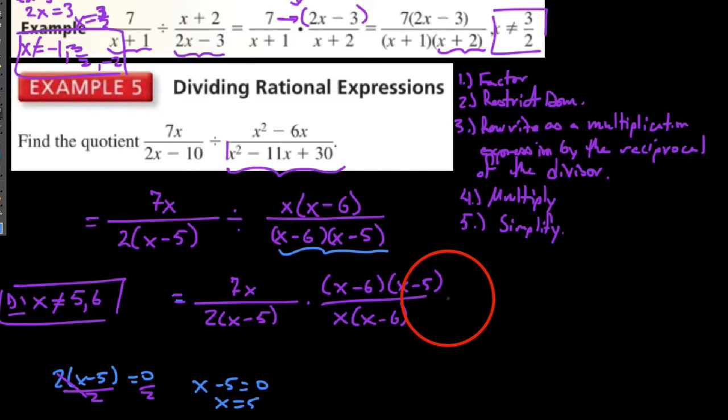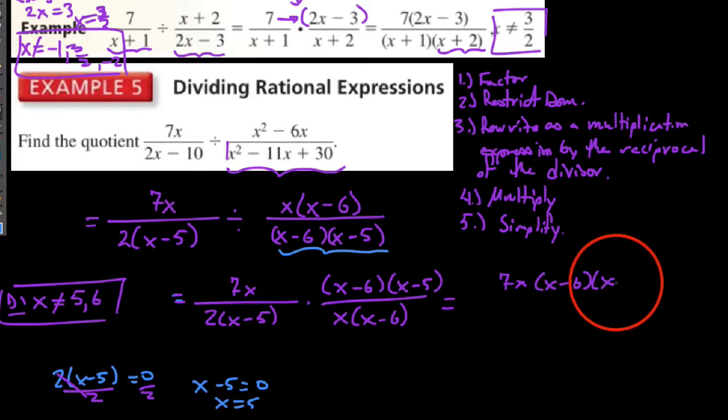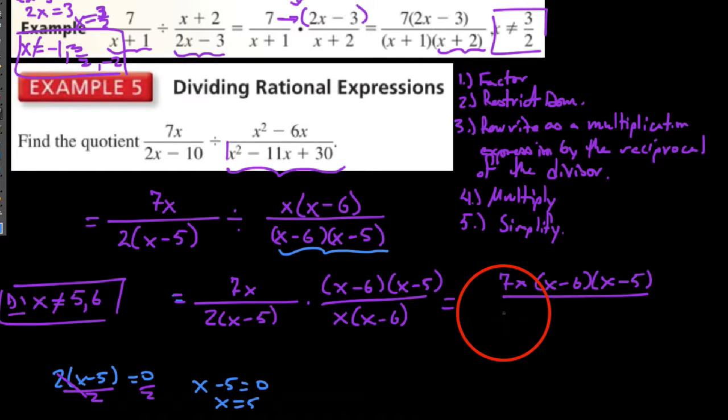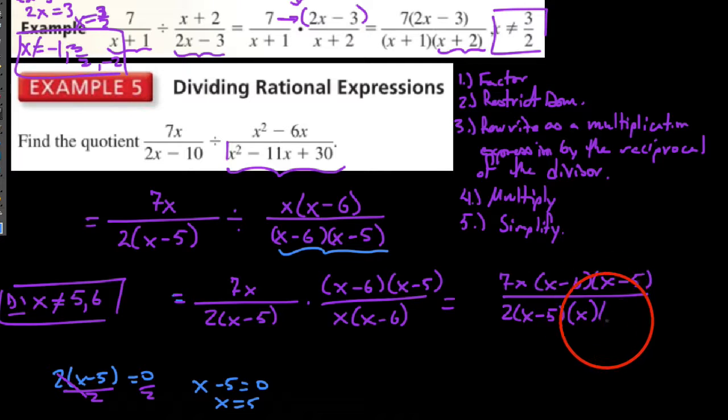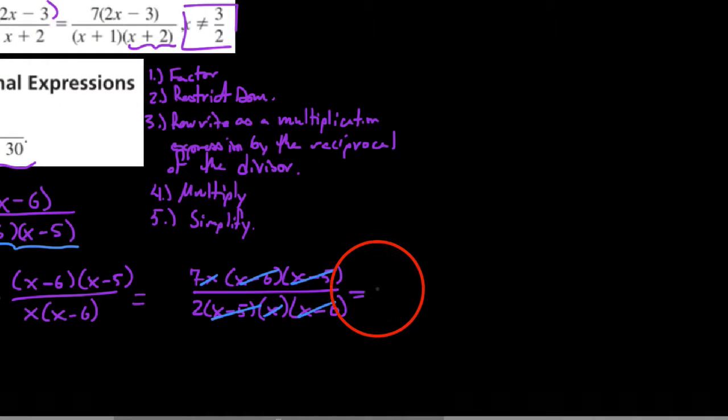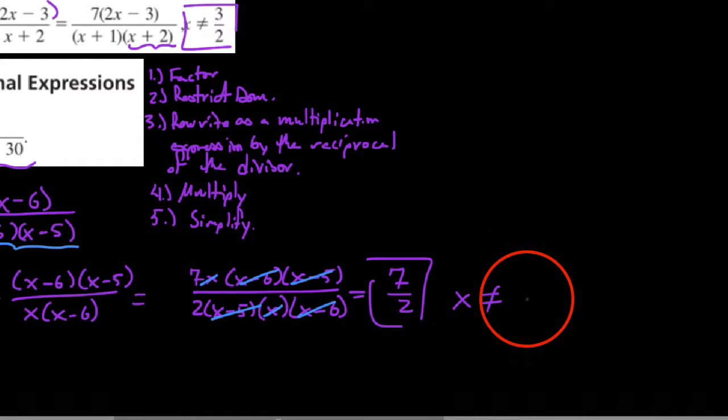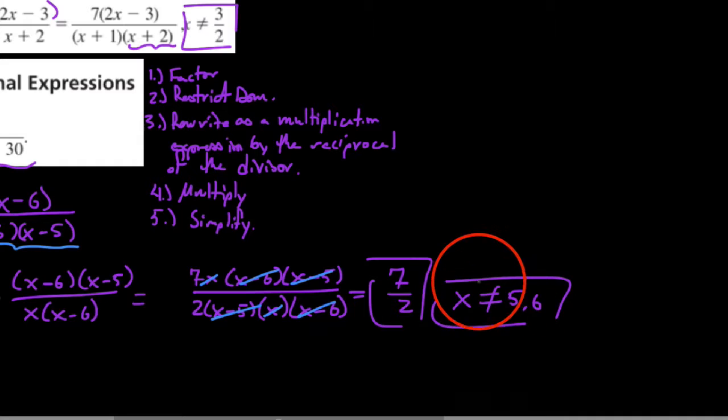So to simplify this, of course, we would multiply it first. So on top we get 7 times x minus 6 times x minus 5, all over 2 times x minus 5 times x times x minus 6. And so looking at what we have, some common factors here readily cancel out. Even our x and this x here cancel out. So what we get left with is 7 over 2, and we would say that x is not allowed to be any of these things, 5 or 6. You can't do this. This is out of our domain.